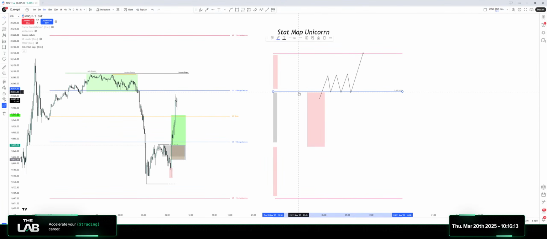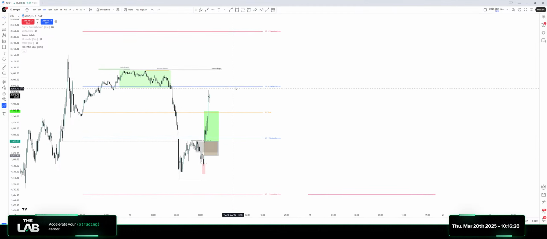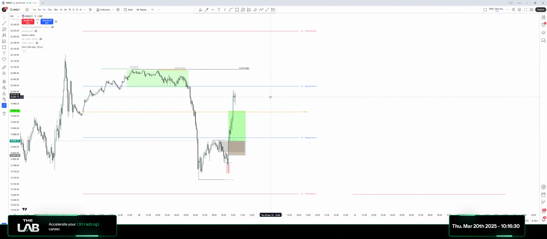And the stat map unicorns, you're gonna find them more often during London session and Asia session, so you're gonna be able to trade those two sessions using that model. And then at 9 open, you can start hunting for the 9:30 open. So yeah, those two models combined are, for me at least, the two main models that I use, and that gives me enough frequency.